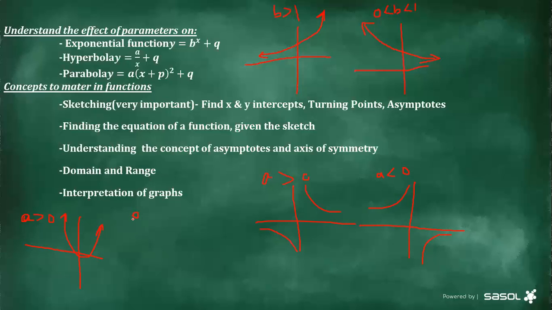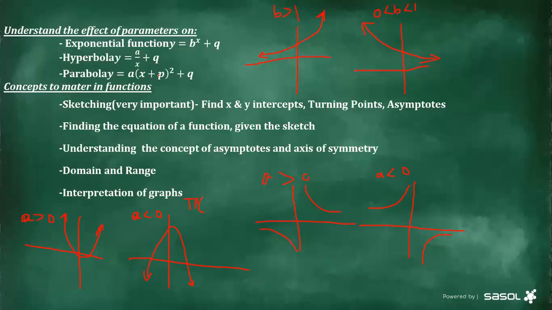Now, if a is less than 0, meaning it's negative, then the graph is going to face down. That is the effect of a. And then P is the horizontal shifting; the graph is going to the left or to the right. Again, P determines the x value of the turning point.